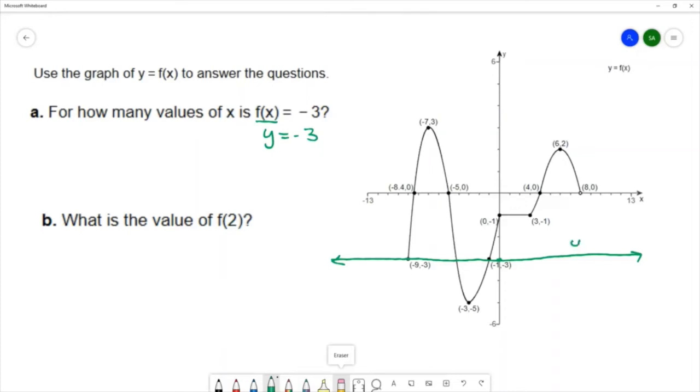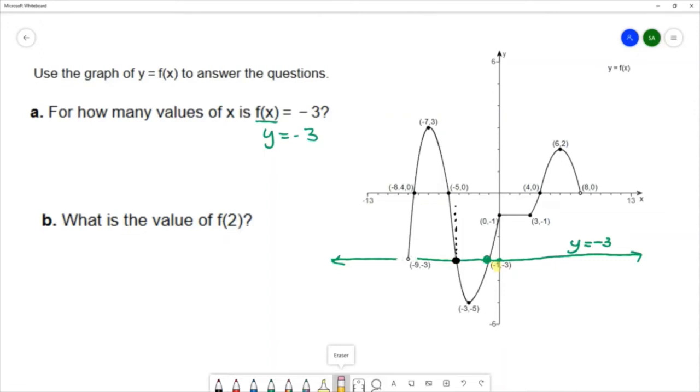So this is the line y equals -3, and I can see right here I have a point on the graph, so there's one x value of -1. Here's another place where it intersects the graph. That one's not labeled. We could make a guess about it. It looks like it's about -4.